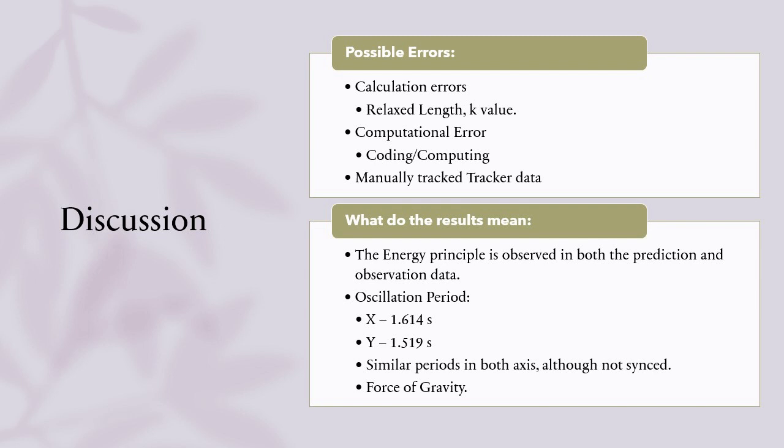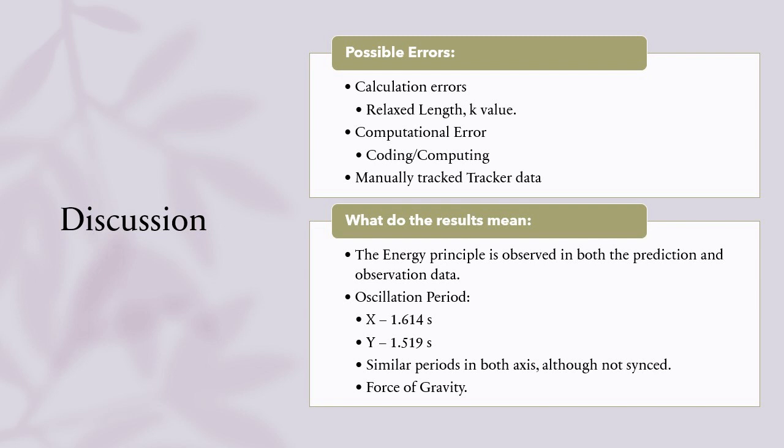As for my oscillation period, I calculated them for both the x and the y axis with my observed data, and I found the following values. For the x-axis, the oscillation happened every 1.614 seconds, while in the y-axis, the oscillation happened every 1.589 seconds. So as you can see, both axes had a similar period.